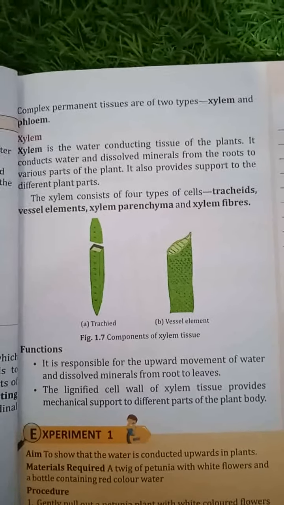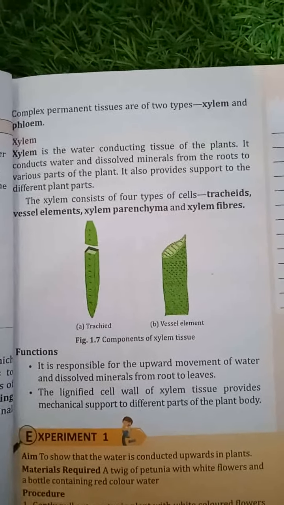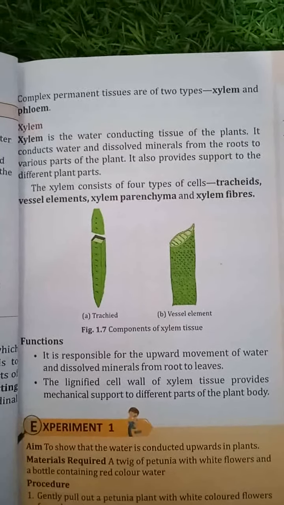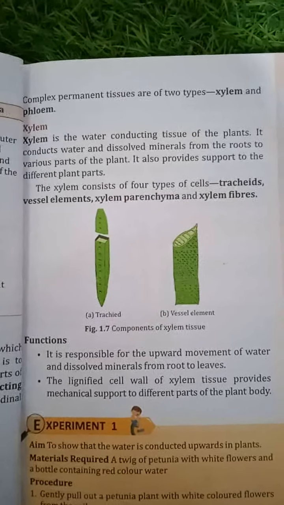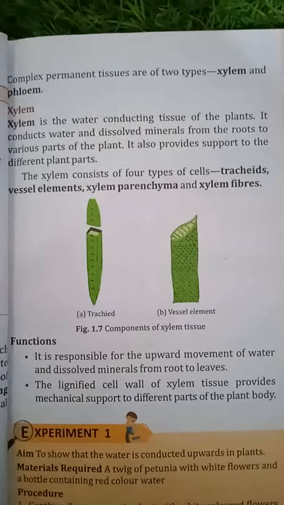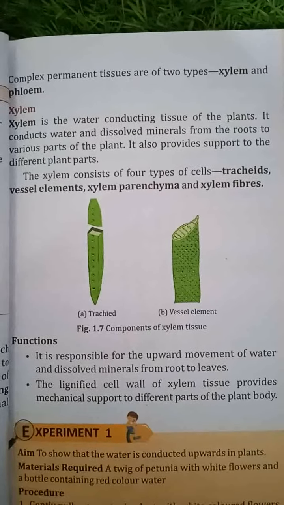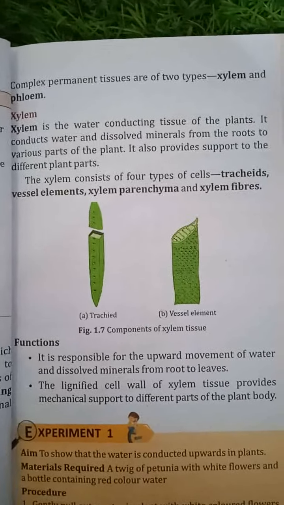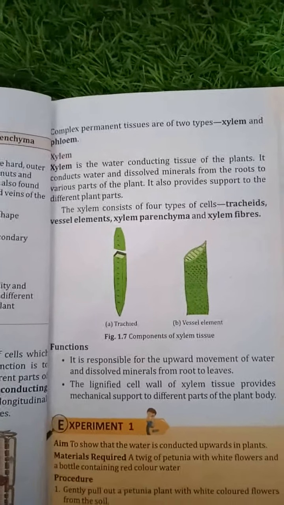Then these two, xylem and phloem, are divided into four parts. The components of xylem are tracheids, vessel elements, xylem parenchyma and xylem fibers. And similarly, phloem is also divided into four parts.